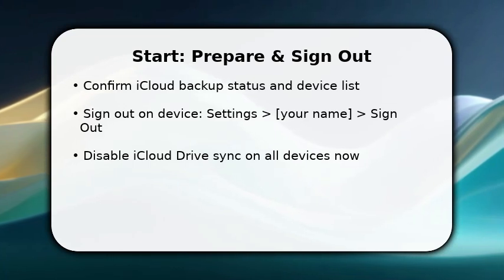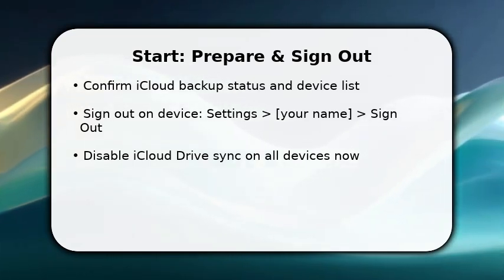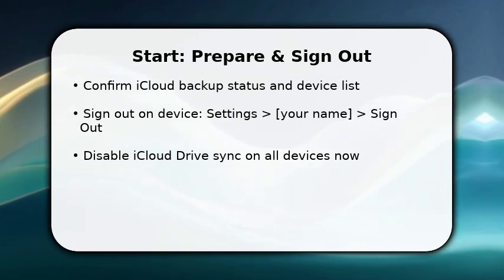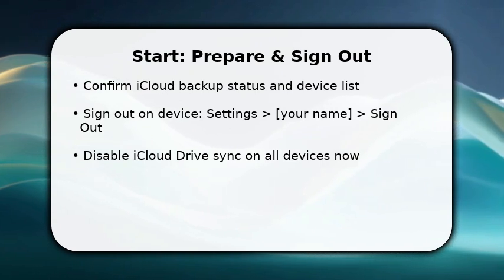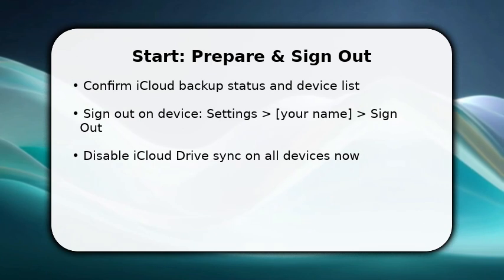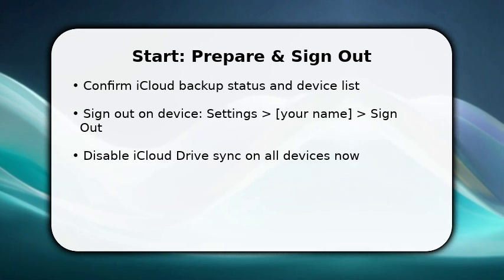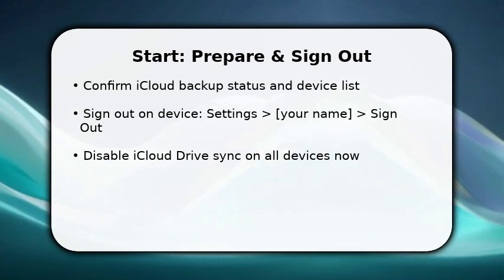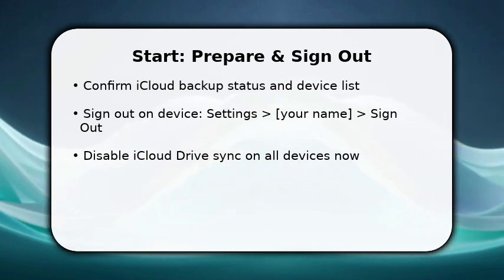Enjoy the video. You start by confirming backups and which devices use iCloud Drive so you don't lose anything unintentionally. On your iPhone or iPad, go to Settings, tap your name, then iCloud to see backups and devices. On a Mac, open System Settings, Apple ID, iCloud. Once done, disable iCloud Drive sync on each device and sign out where appropriate. This prevents immediate re-uploading and ensures you can safely remove files from iCloud.